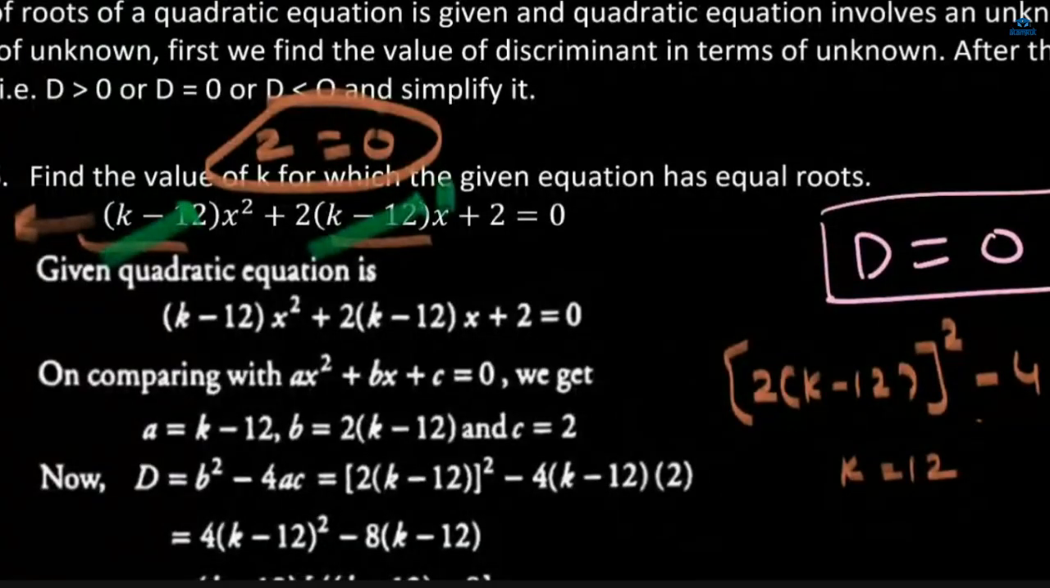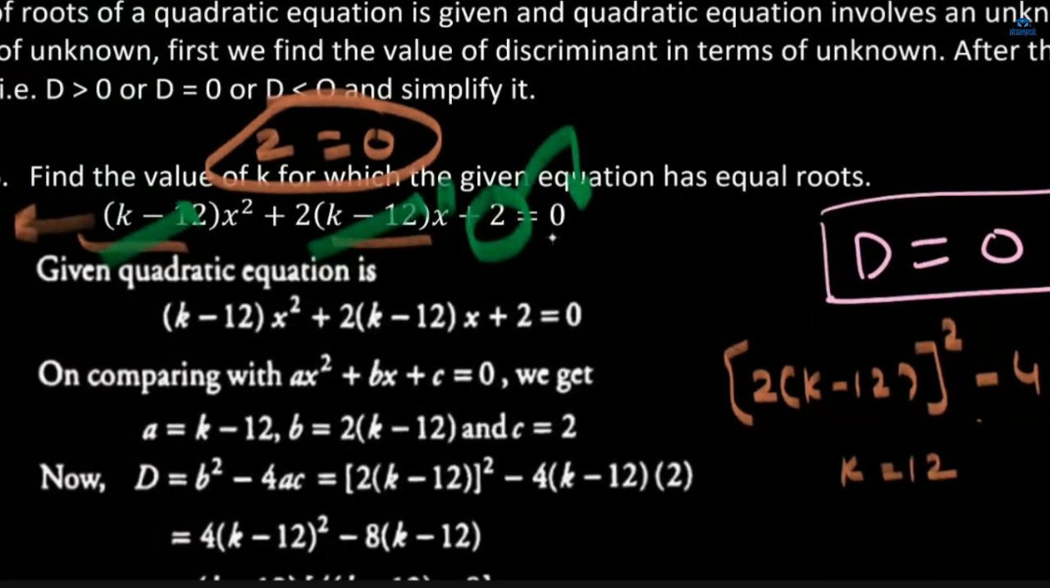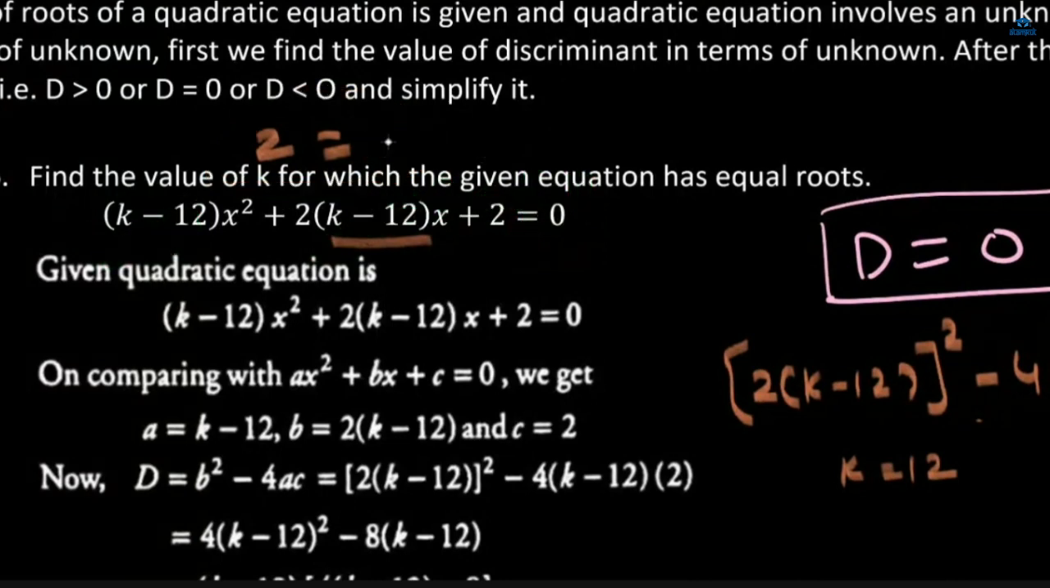12 minus 12 will be equal to 0, and then only the remaining term will be 2, and 2 equal to 0 is not possible. So the value of k must be equal to 14.